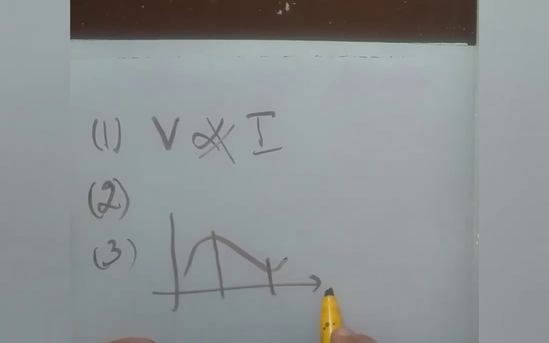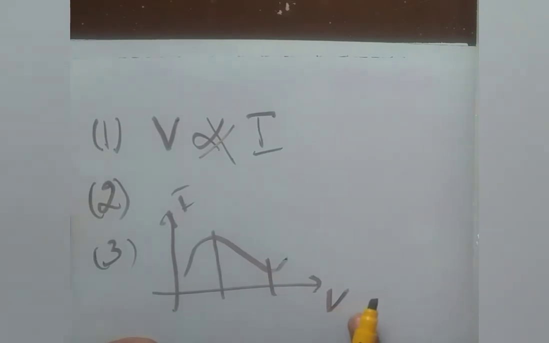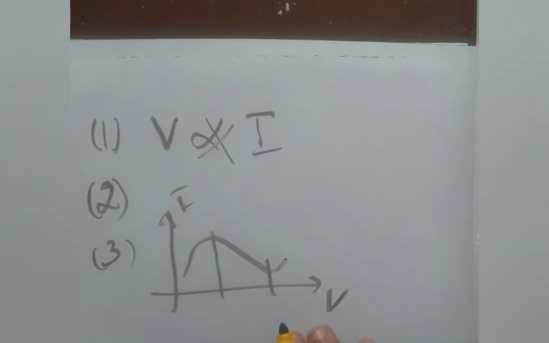Observe, this is the voltage, this is the current. As we increase the voltage, current decreases. Current decreases. This is not according to Ohm's law. That's why these are the important facts, limitations of Ohm's law. Let me go through it once again.